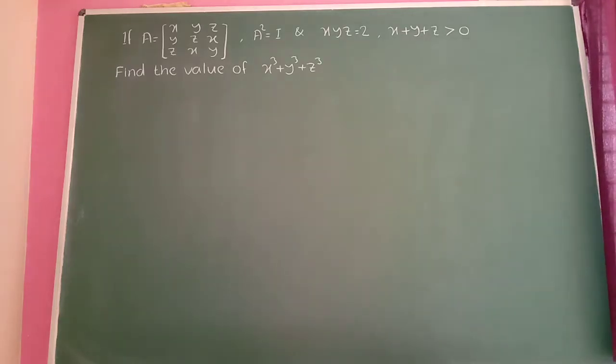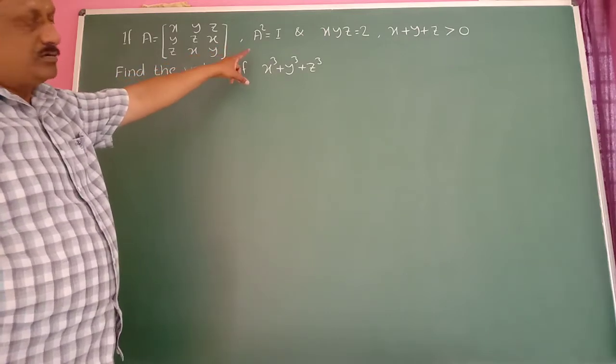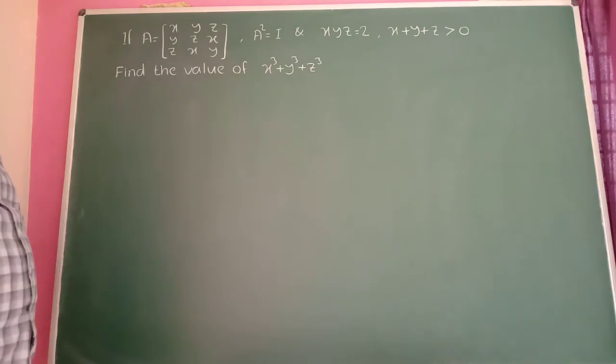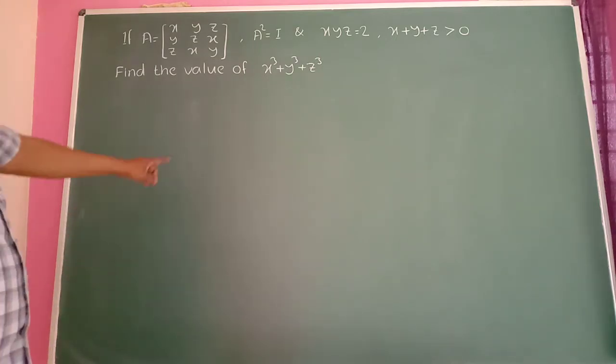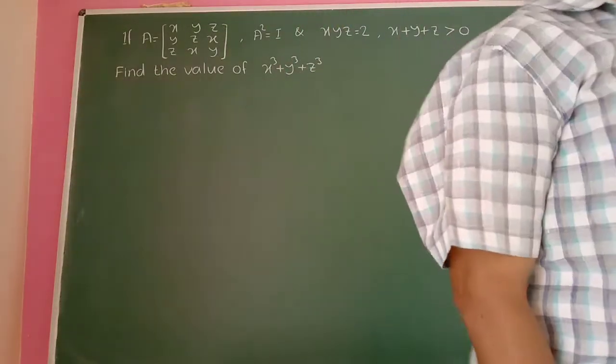So if A is a 3 by 3 matrix such that A square is equal to the identity matrix I, xyz is equal to 2 and x plus y plus z is greater than 0, then find the value of x cube plus y cube plus z cube.